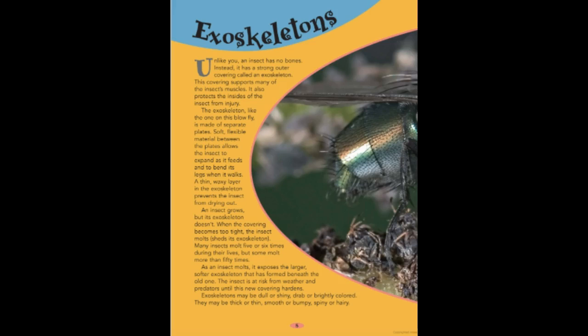When the covering becomes too tight, the insect molts, or sheds its exoskeleton. Many insects molt 5 or 6 times during their lives, but some molt more than 50 times. As an insect molts, it exposes the larger, softer exoskeleton that has formed beneath the old one. The insect is at risk from weather and predators until this new covering hardens.